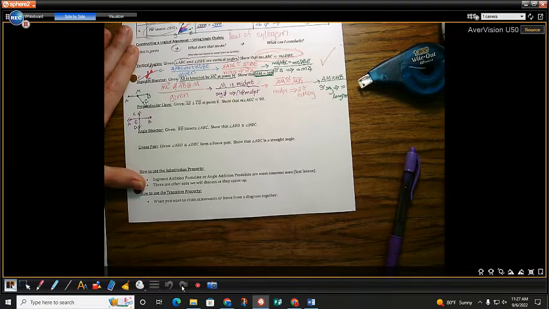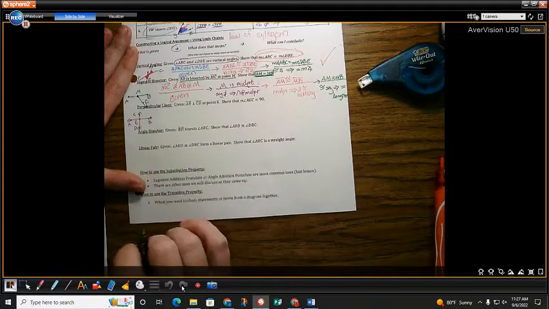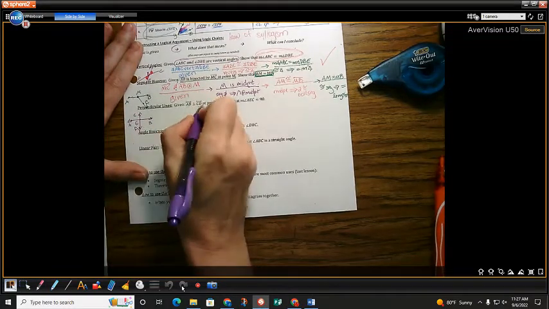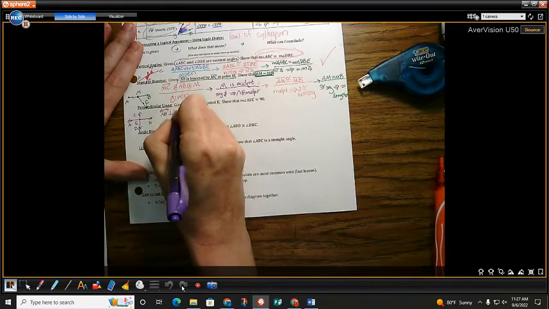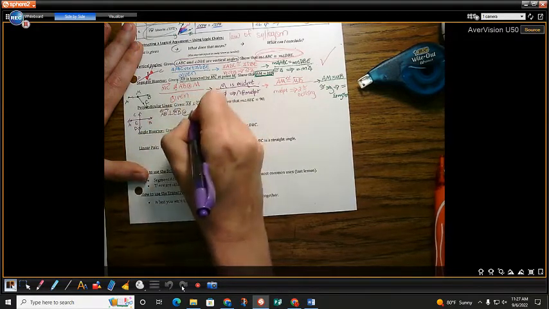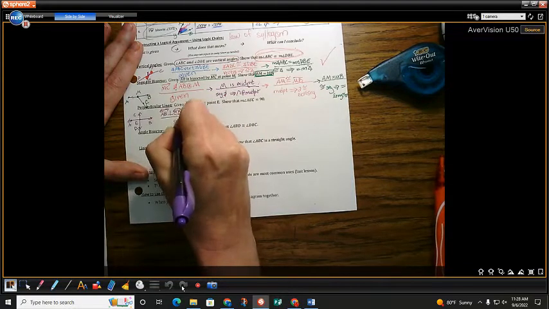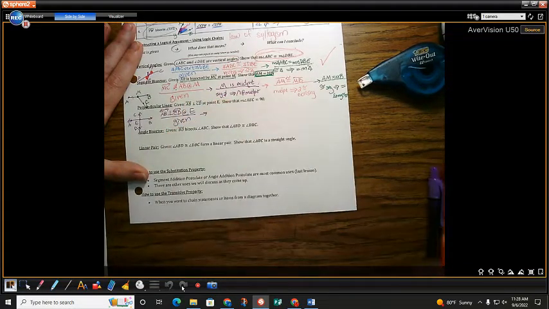Sketch it. Is your sketch readable? Make it so you can read it. And then what do we always start with? You're given. So I'm given that AB is perpendicular to CD at point E.